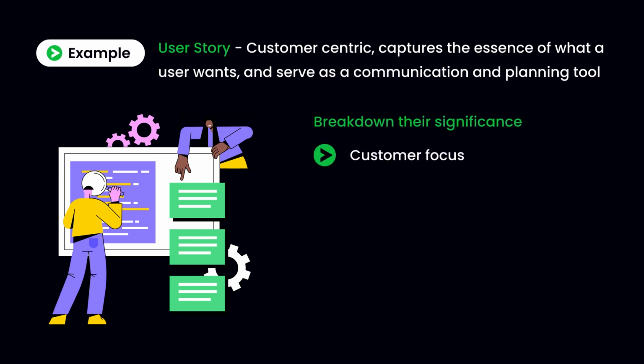Customer focus. User stories shift the focus from technical specifications to the needs and perspectives of the end user. They serve as a reminder that the goal is to create value for customers by addressing their specific needs and desires. Structure. User stories typically follow a simple template. As a type of user, I want action or feature, so that benefit or value. This format captures the user's role, the desired action, and the underlying motivation or benefit, creating a clear and concise narrative.